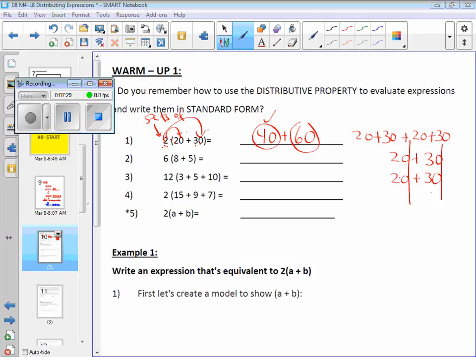The only reason I'm not going to combine this is, as you'll see when we do variables, you can't combine variables that are different letters. It's eventually going to move to that. The warm-up is just dealing with numbers. So all I want you to do is take the number outside. There's 6 sets of 8. 6 groups of 8 makes how much total?